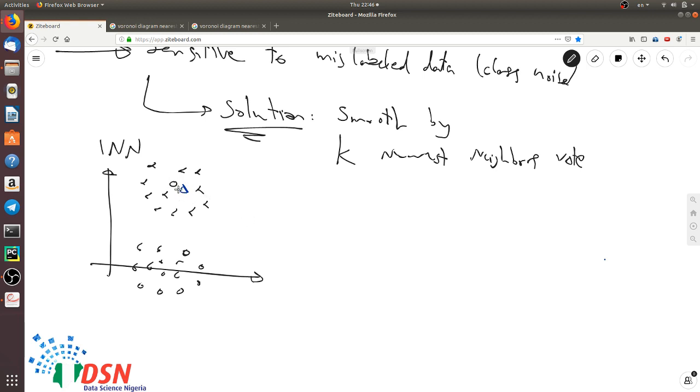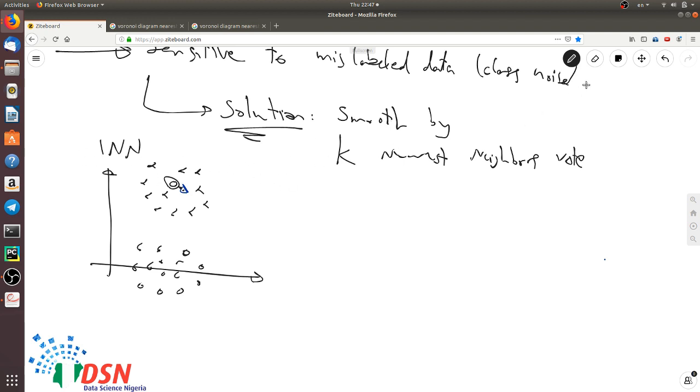Now if you want to calculate the class for this test data, the nearest neighbor of this is this data. Then, as you can see, we now have a mislabeled test data. But we could clearly say that this data belongs to this class, not this class. So this is the problem of nearest neighbor.